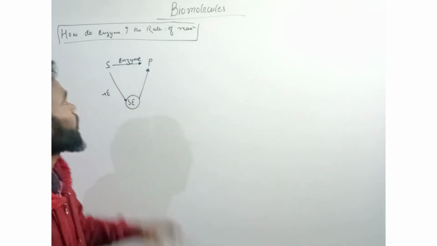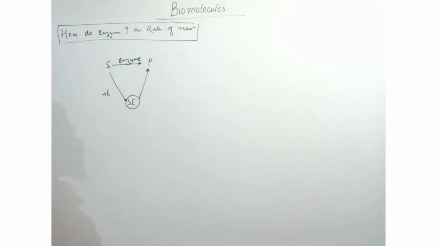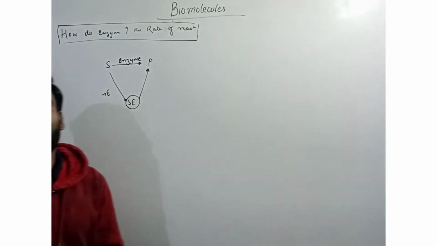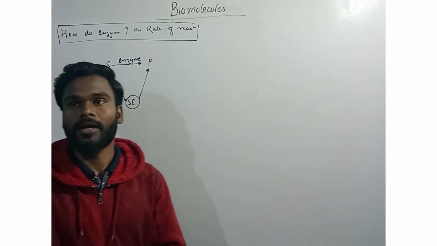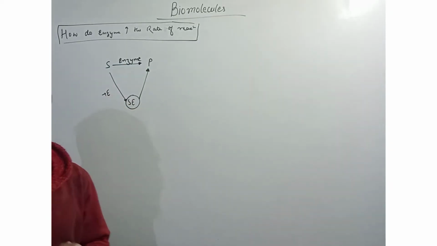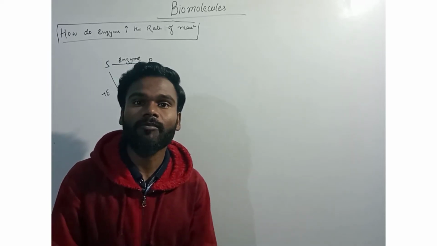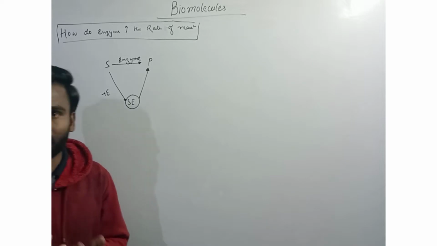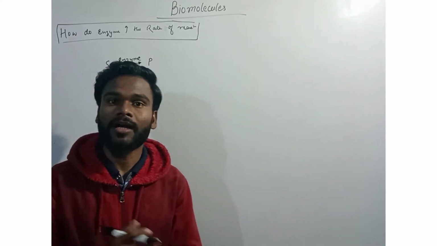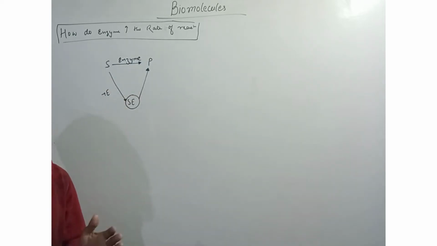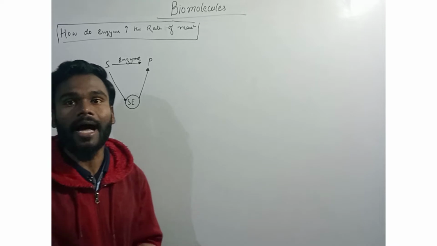Today I am going to teach you how enzymes increase the rate of a particular reaction. First of all, as I stated earlier, enzymes contain different kinds of configuration, different kinds of structure. Enzyme is made up of protein, so it contains primary structure, secondary structure, tertiary structure and quaternary structure. But the tertiary structure is called the most biologically active structure.